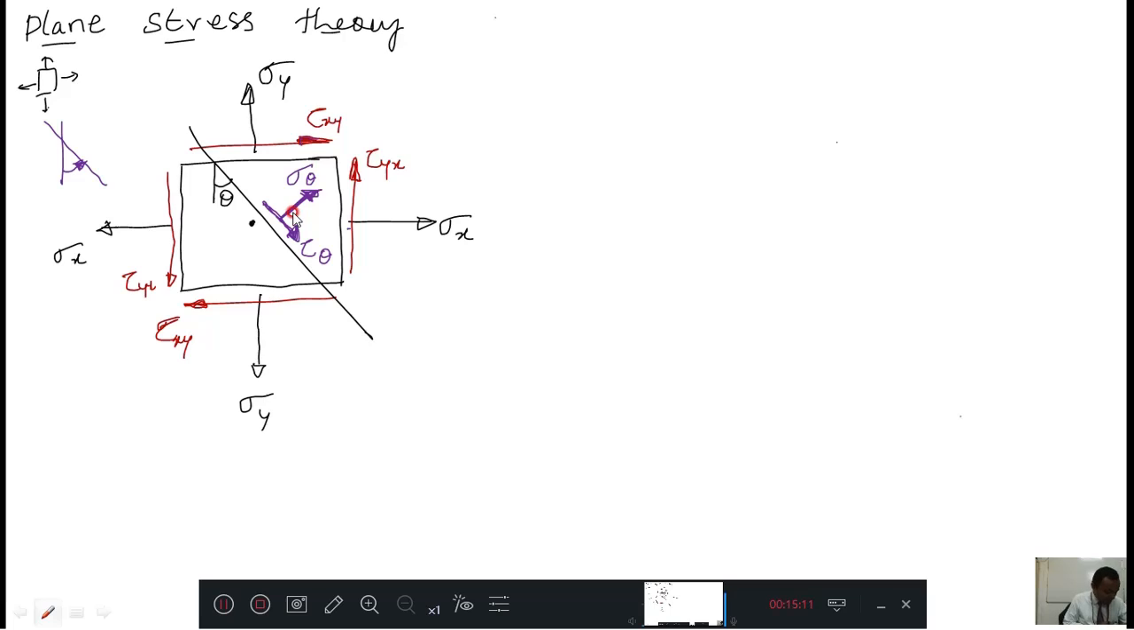Let us consider 2D stress system as shown in the figure. Let sigma theta be the normal stress, tau theta be the shear stress on an oblique plane. Let us consider the point is in equilibrium under sigma y, sigma x and tau xy. You should know all these points. Then we will go ahead.